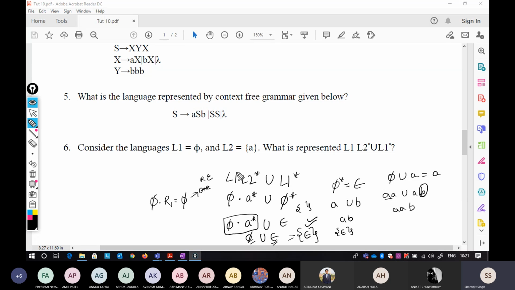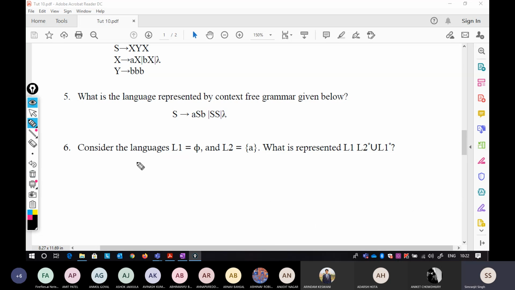Okay, so the only thing is, there are two properties coming into play in this one. The first property is epsilon raised to power star, and the second property is when phi is raised to power of star, and the second property is when phi is concatenated with a regular expression, it will become phi here. Okay, so those are the two properties that come into play.